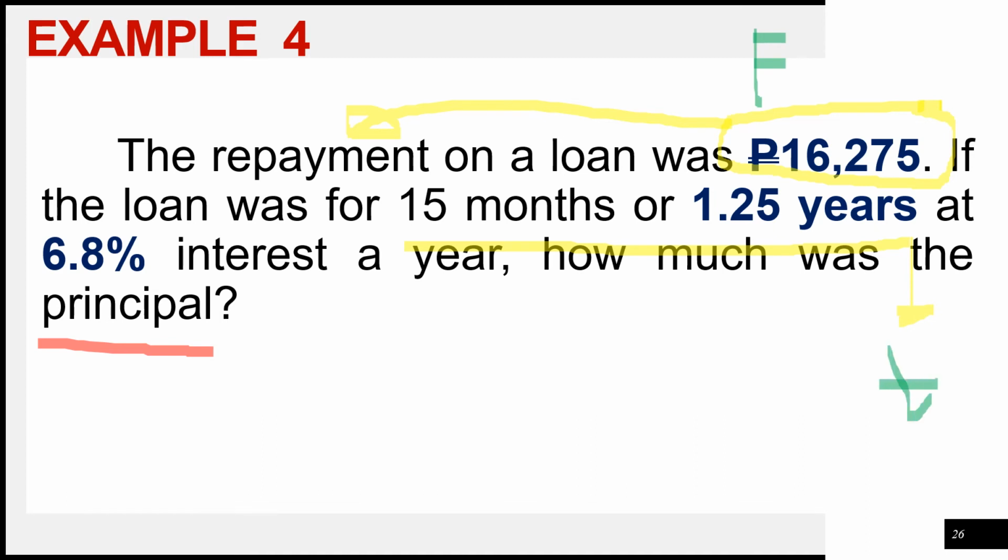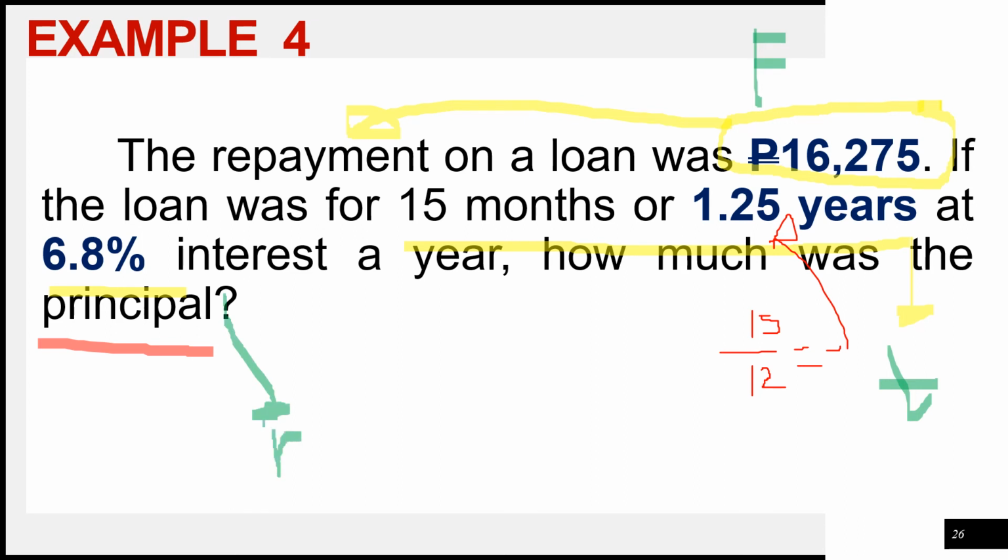Now, how did we get 1.25 years out of 15 months? All we did was to divide 15 by 12, because there are 12 months in a year. Dividing 15 by 12, then we get 1.25. You can do the math for verification. Then finally, we have 6.8% interest a year. Obviously, this one is our R.